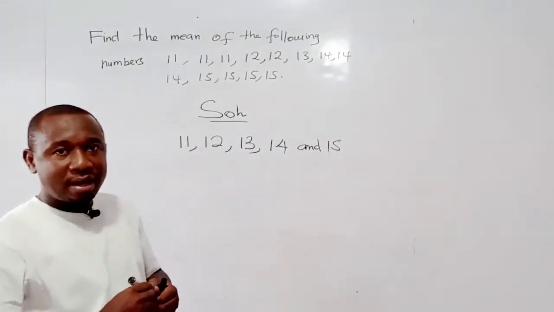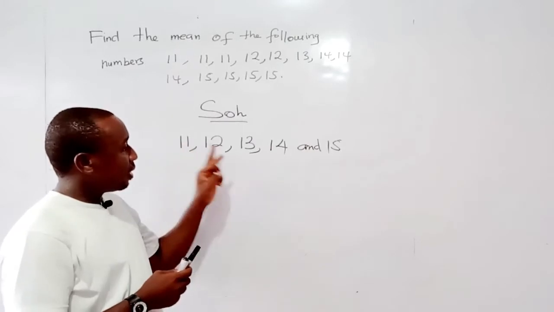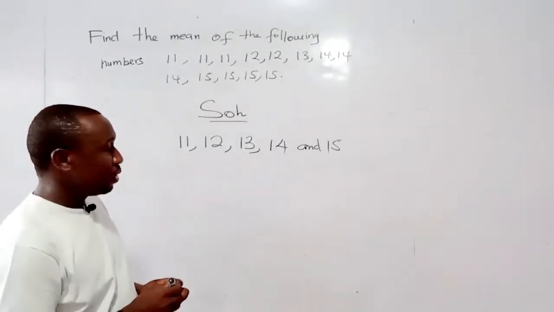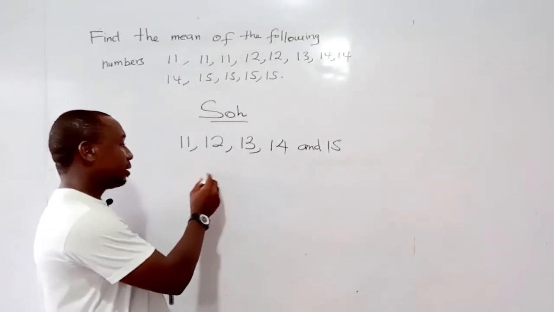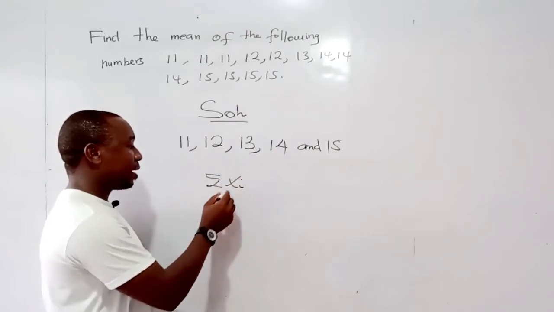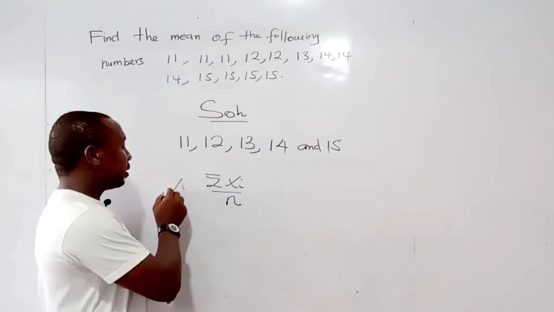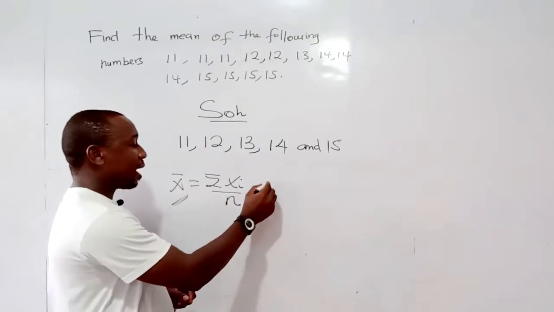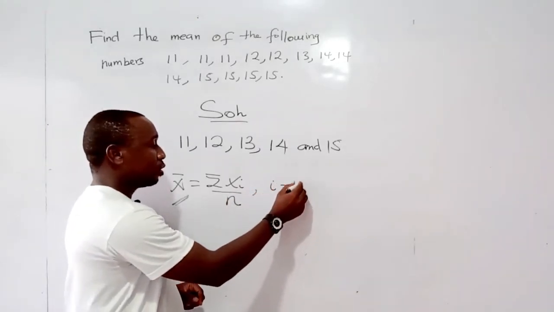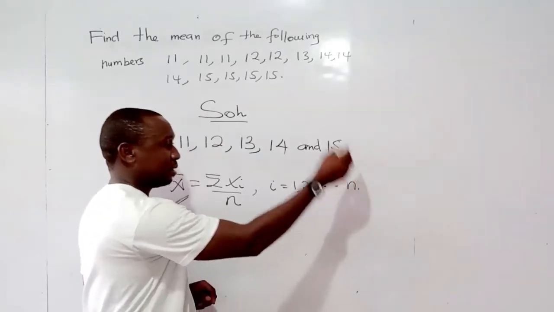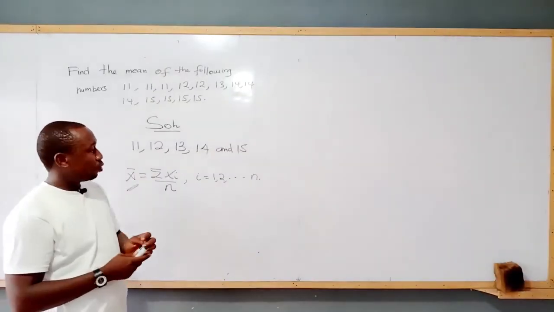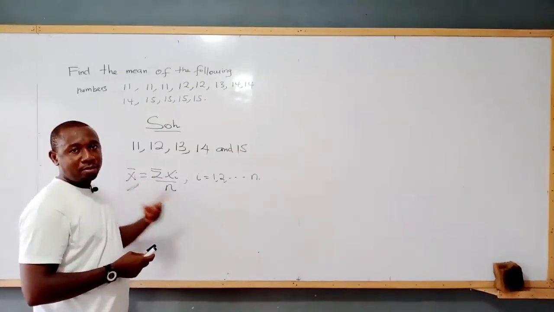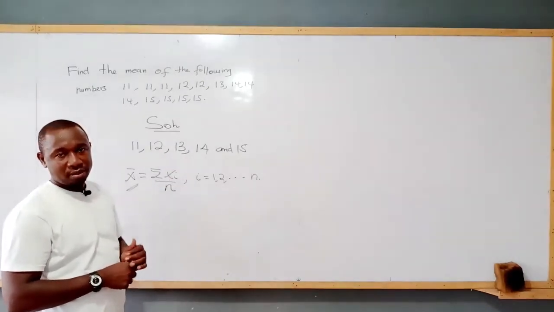And we stated that since the numbers are not repeating themselves, we settle on the formula summation x sub i all out of n. That is the x bar, which is the mean. And we stated that i takes values from 1, 2, up to n. That when the observations are not repeating themselves, we settle on this formula to find the mean of the given set of numbers.